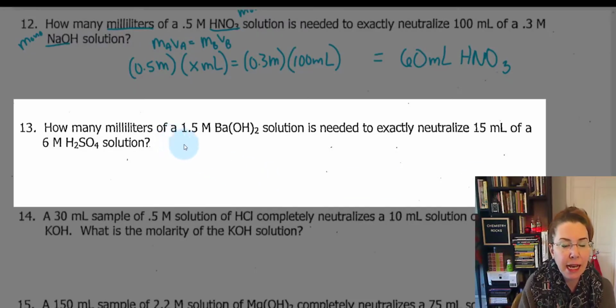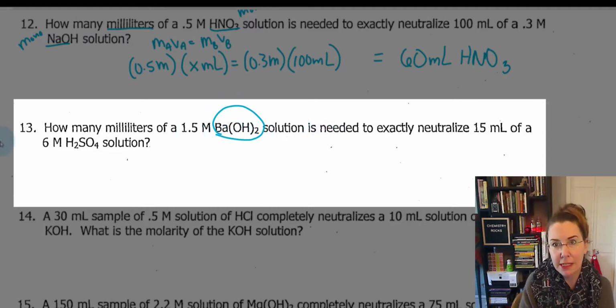In number 13, it asks, how many milliliters of a 1.5 molar barium hydroxide solution is needed to exactly neutralize 15 milliliters of a 6 molar sulfuric acid solution? Now, I want you to look at what I do here. This is an interesting one. This one's di, so is this one.